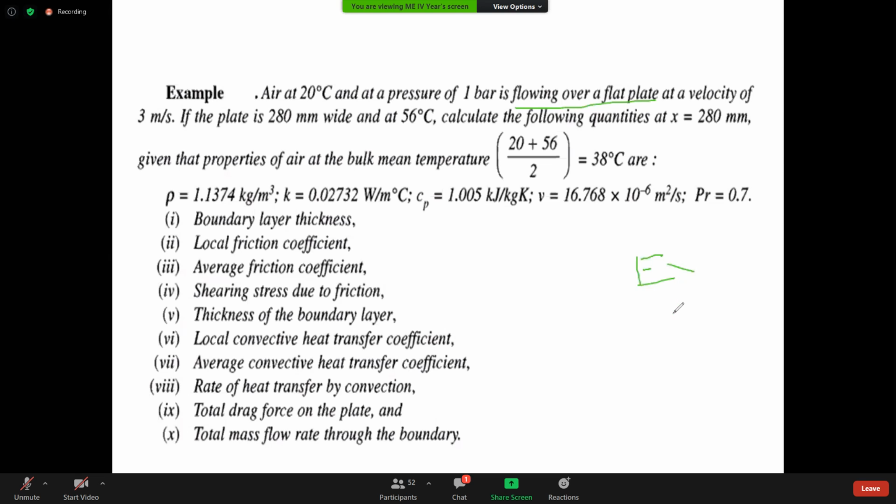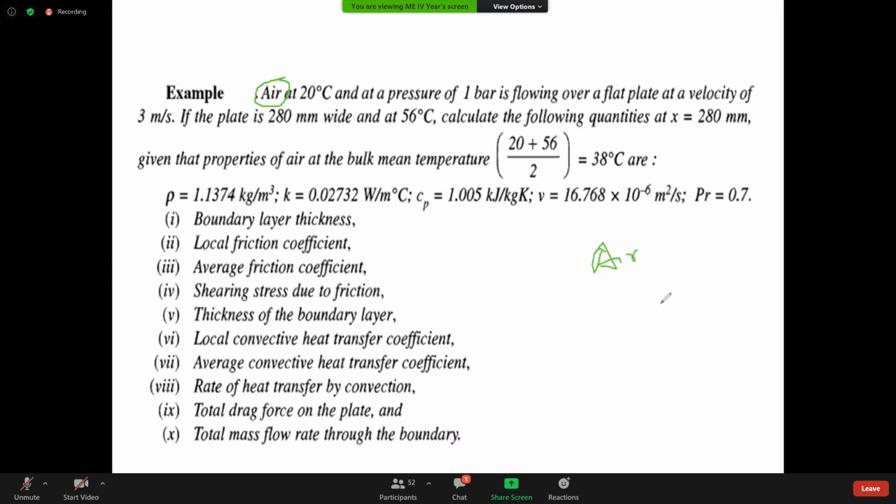Flowing over a flat plate, that is external flow. Next step is, what is the fluid here? That's important. If you don't know the fluid, you don't know the problem at all. This fluid is air. The fluid is air. First two steps are to identify the type of convection and the type of flow, internal or external flow. Remaining steps are the same for all the problems.